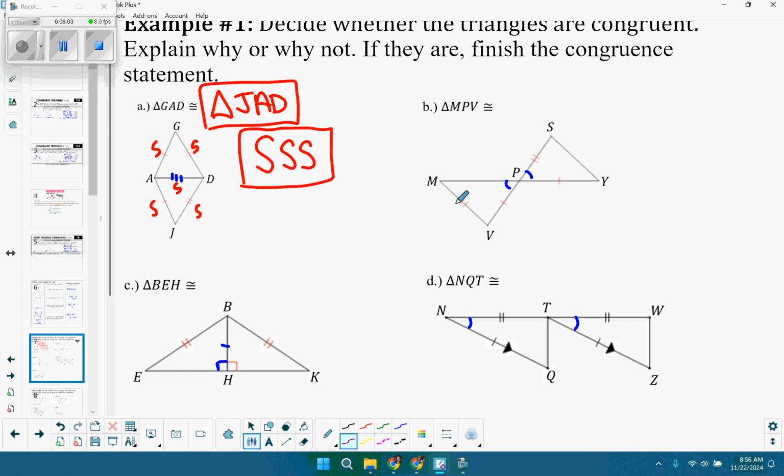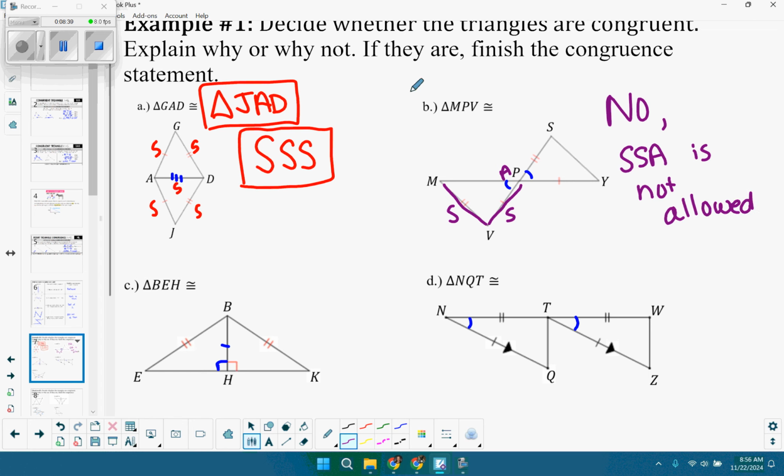For the next picture, these dashes represent a side, this dash represents a side, and this curve represents an angle. So what this tells me is that the two sides don't point to the angle. So this wouldn't count as SAS. This would look more like SSA or ASS. And then if it looks like ASS or SSA, we're checking to see if they were right triangles, which they weren't. So this is just no, because SSA is not allowed. And we're not going to bother finishing the statement because they're not congruent.